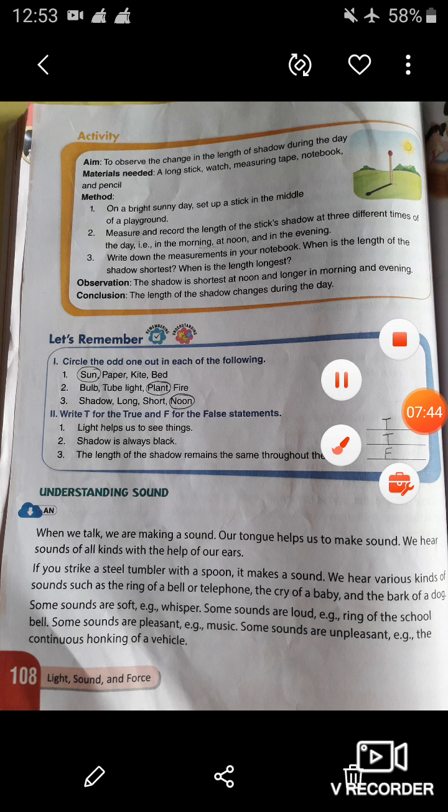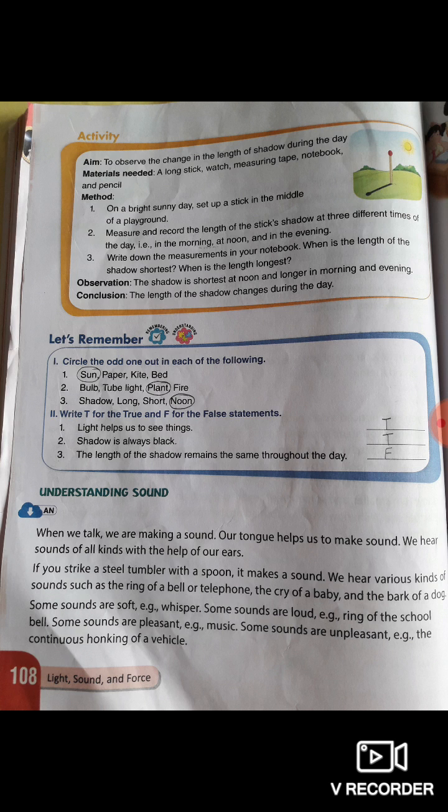Now let's move on to our next topic, understanding sound. So my dear students, when we talk, we are making a sound. Our tongue helps us to make sound, and we hear sound of all kinds with the help of our ears. So students, we hear through our ears.